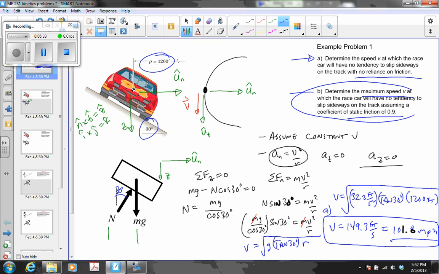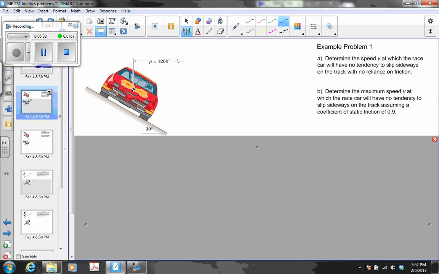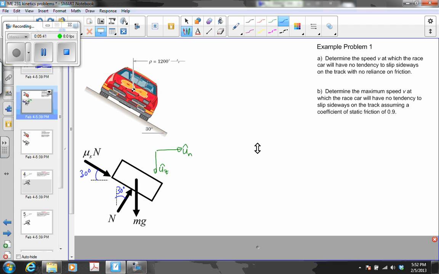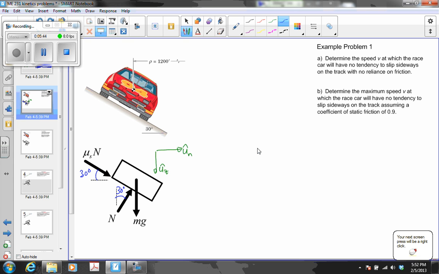So now let's do part B where we include friction. The only thing that changes really is our free body diagram. We add a force on the free body diagram. So we still have the normal and the mg, still have the same coordinate system here. To keep it from sliding up the track, we'll have a friction force, which is equal to our max friction force, mu s times n, directed down the slope of the track. So the same procedure here.